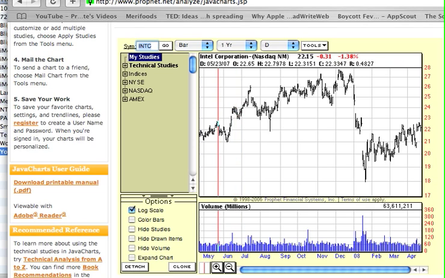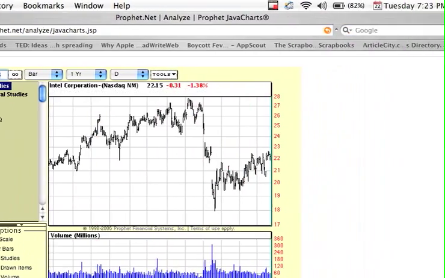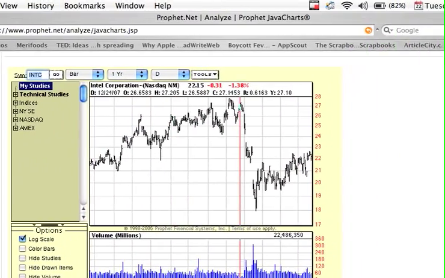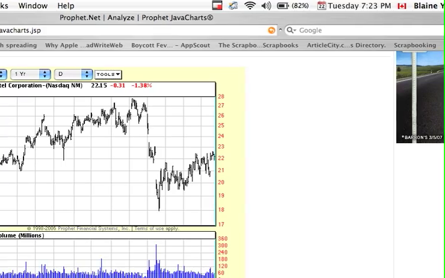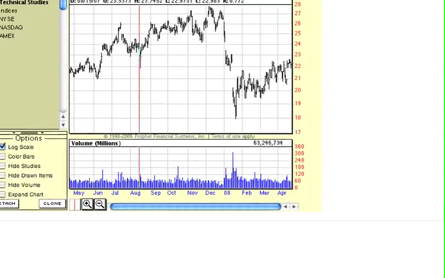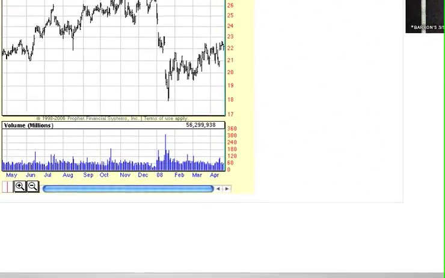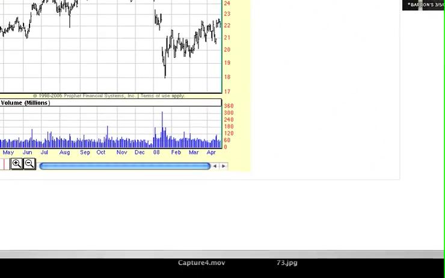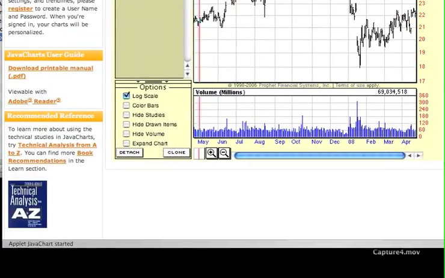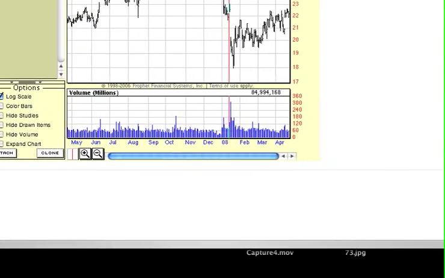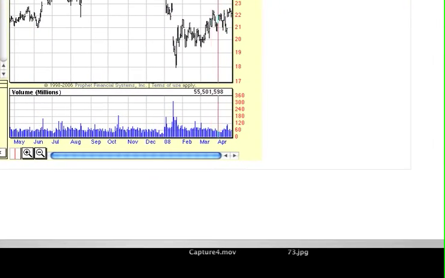And we are looking at a bar chart, looking at a 1-year time frame on a daily. Now, you can see that the stock chart is divided into two parts. The upper part shows the price action in dollars, and the lower part shows the volume, or the number of shares traded, and that's in millions. We're looking at a 1-year time frame from April of last year to April of this year.